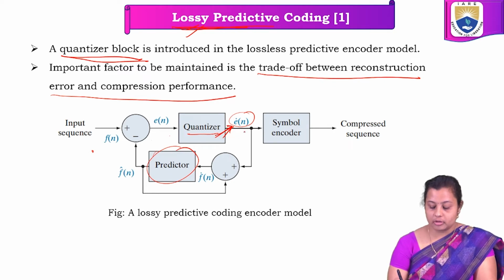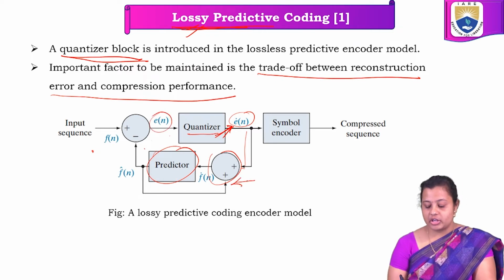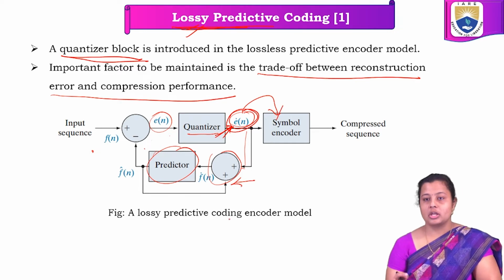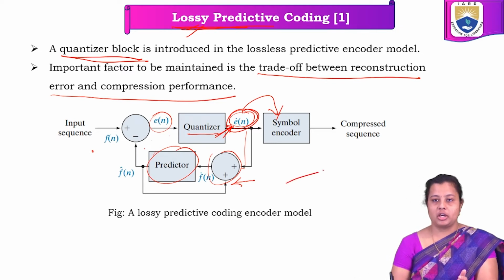If you see here, that value plus my previous predicted value gives a new predictor value. That predictor value is given here and it generates this e. So this is a feedback loop, and this e n that is generated is given to my symbol encoder. This is how we achieve compression in lossy predictive coding.